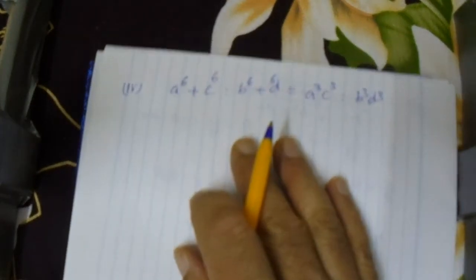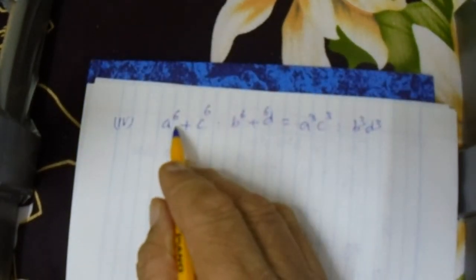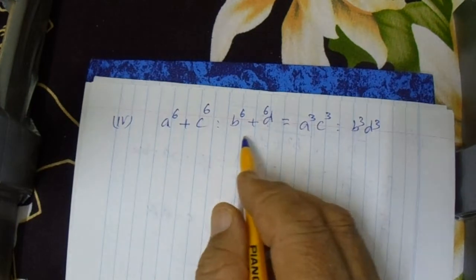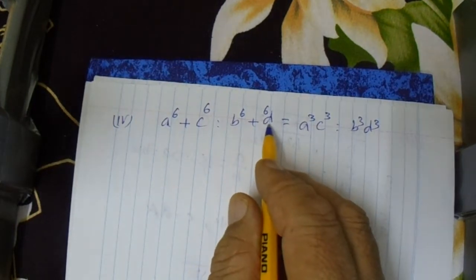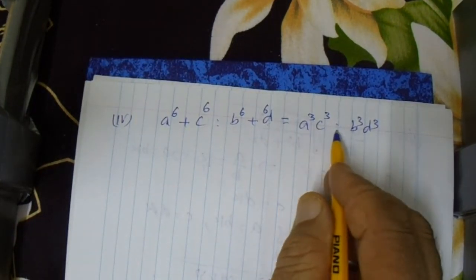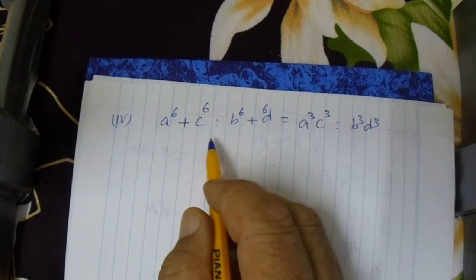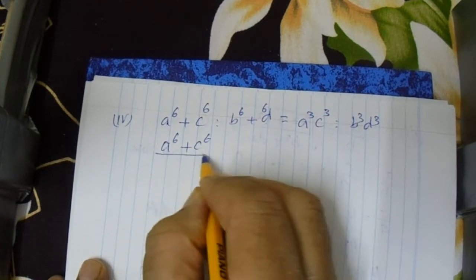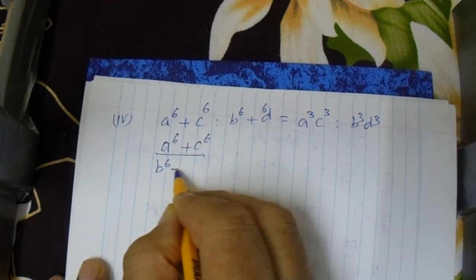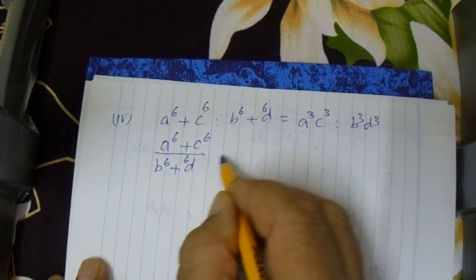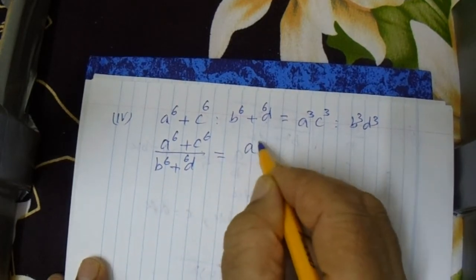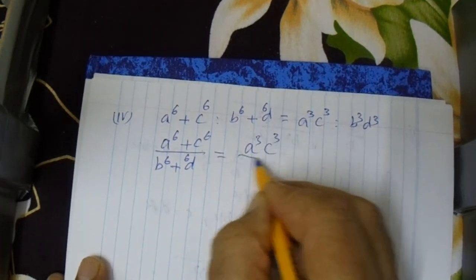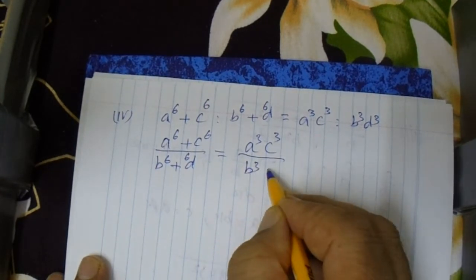Now we solve the question number 4, part number 4. Part number 4 is a^6 plus c^6 over b^6 plus d^6 is equal to a^3 c^3 over b^3 d^3. We write in fraction form: a^6 plus c^6 over b^6 plus d^6 is equal to a^3 c^3 over b^3 d^3.